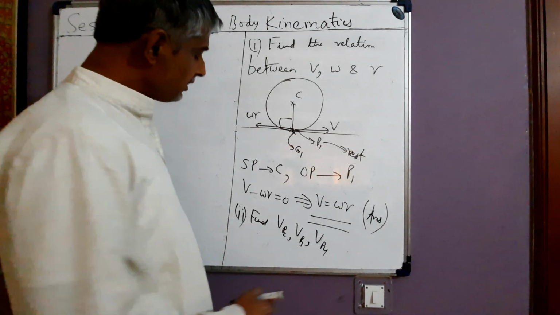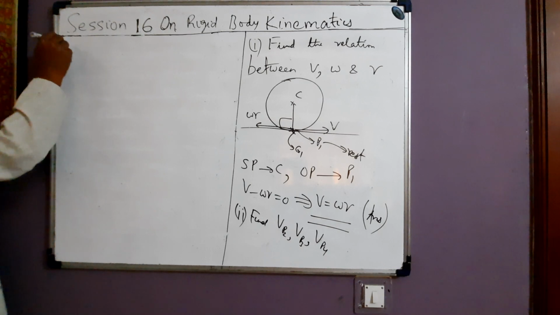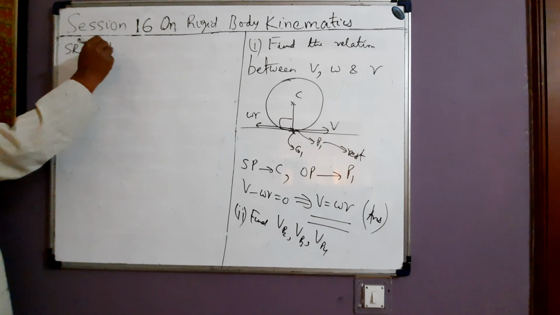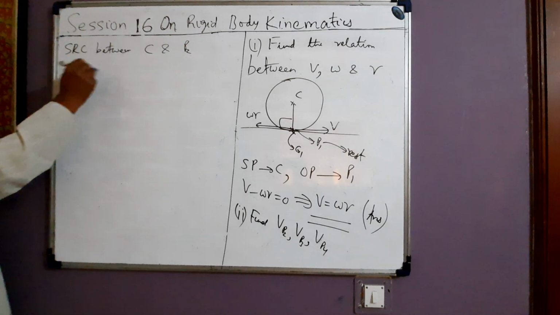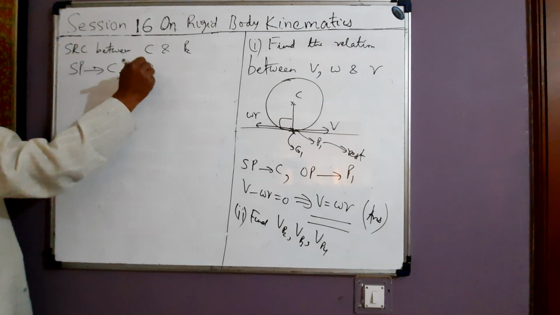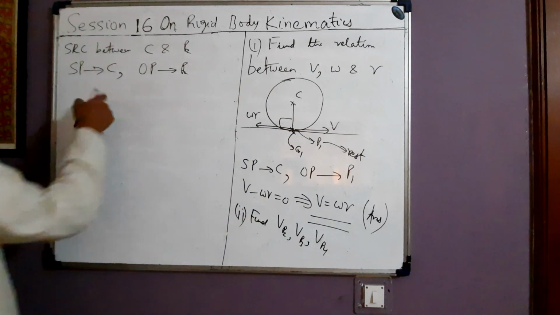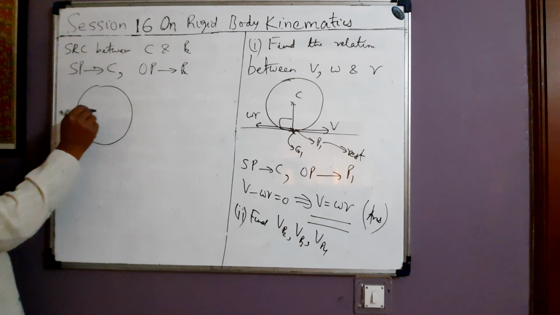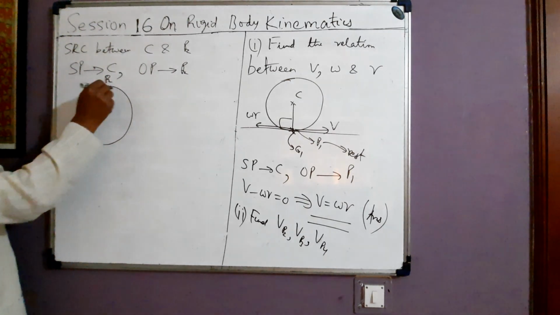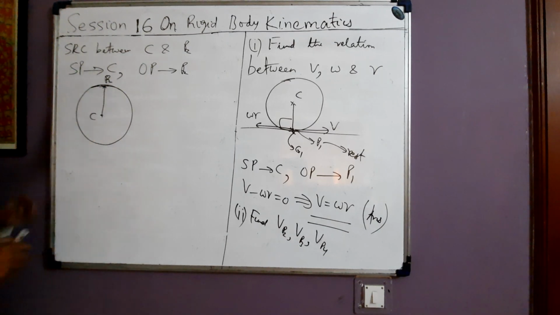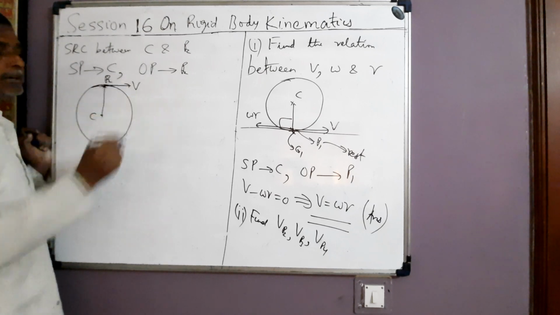To find VP2, VP3, VP4, first we find VP2. So we apply SRC between C and P2: selected point C, other point P2. Then you draw the line joining C and P2. I draw the complete drum itself. This is C, this is P2. Now I give the velocity of the selected point to the other point. Velocity of C is V rightward, so I give V to P2 in the rightward direction.